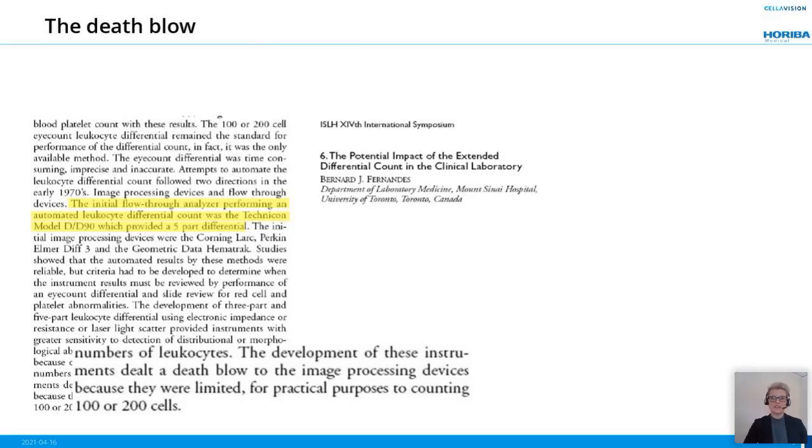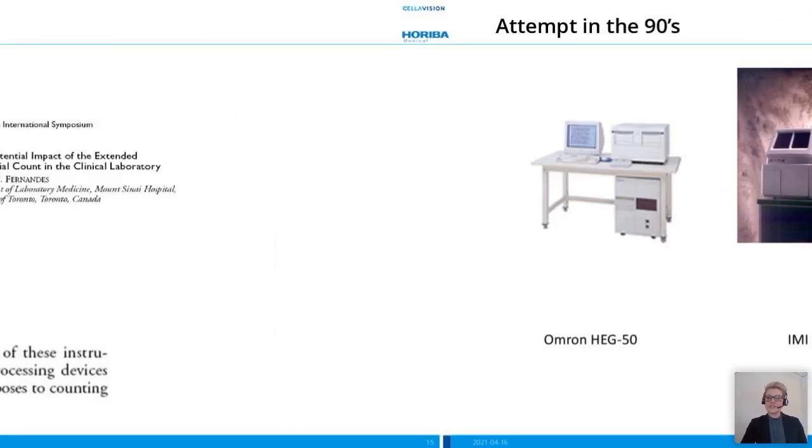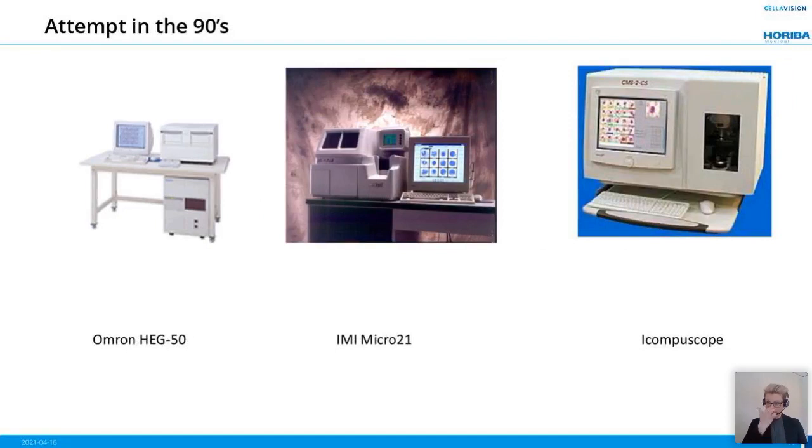But people never give up, and we're thankful for that. So there were some attempts in the 90s as well to come up with digital morphology. The Omron HEG 50 was a smaller variant than the one we saw from the previous slides. This was developed by a Japanese company.